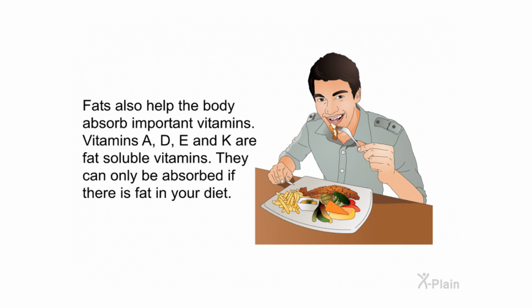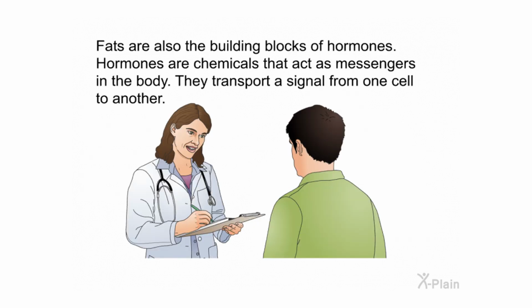Fats also help the body absorb important vitamins. Vitamins A, D, E, and K are fat-soluble vitamins. They can only be absorbed if there is fat in your diet. Fats are also the building blocks of hormones. Hormones are chemicals that act as messengers in the body. They transport a signal from one cell to another.